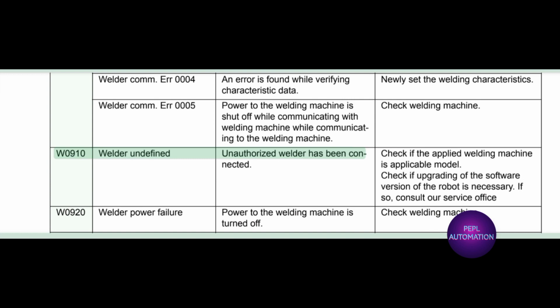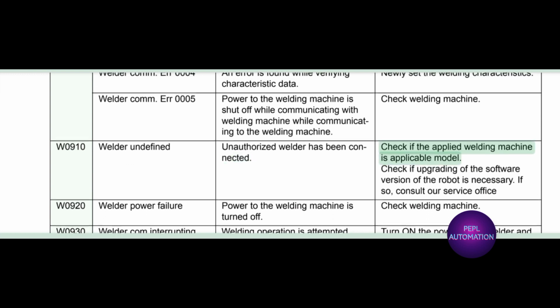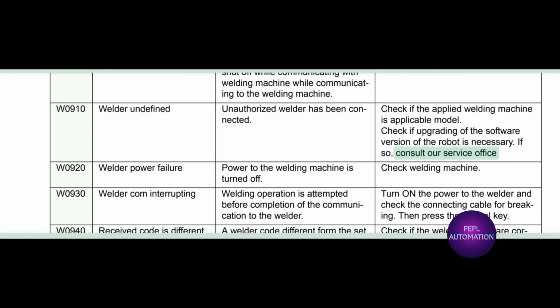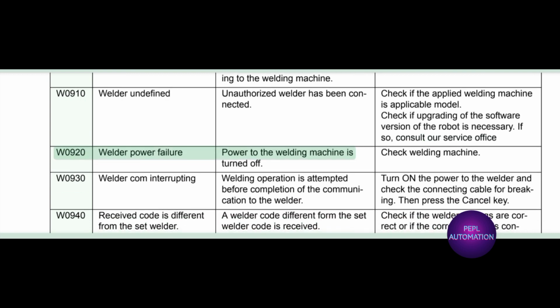W0910 welder undefined. Unauthorized welder has been connected. Check if the applied welding machine is applicable model. Check if upgrading of the software version of the robot is necessary. If so, consult our service office. W0920 welder power failure. Power to the welding machine is turned off. Check welding machine.